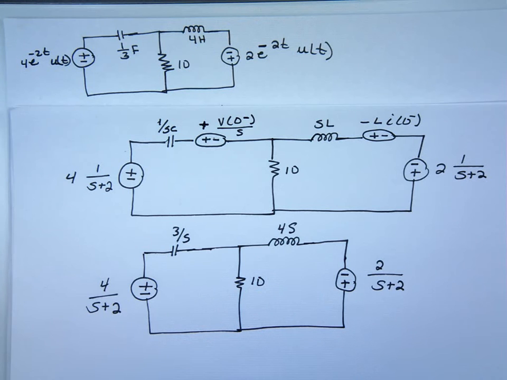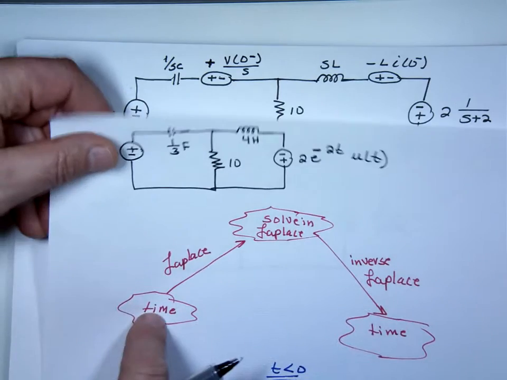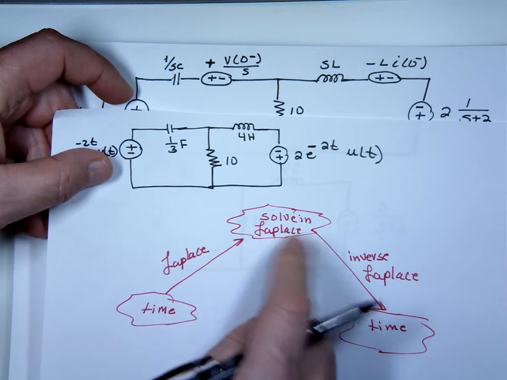So we convert the circuit from time to complex frequency, to Laplace, basically. Step number one is done. We did the conversion. That's the first step. Take it from time to complex, we did. Let's solve it now here.